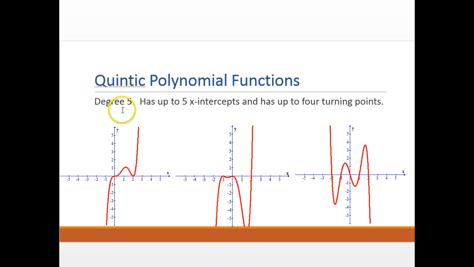A quintic polynomial of degree 5 has up to 5 x-intercepts. Here's an example of one with 5. Here's 3. Here's 2. And it has up to 4 turning points.